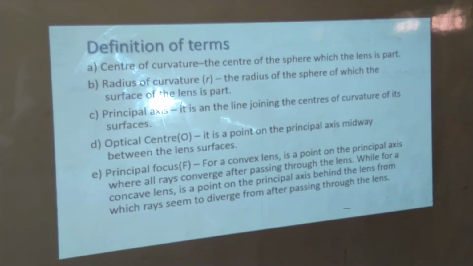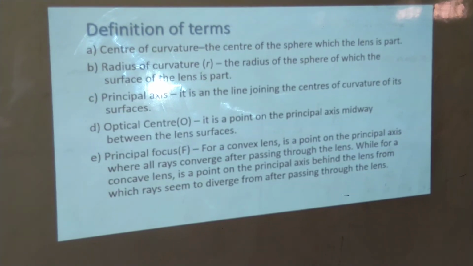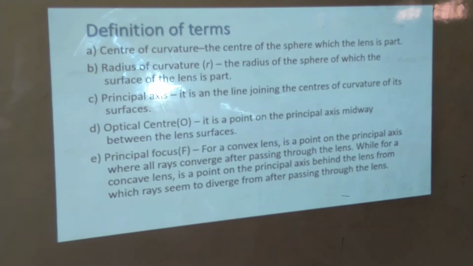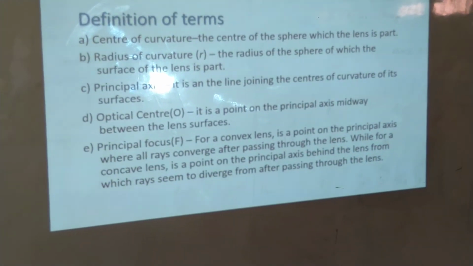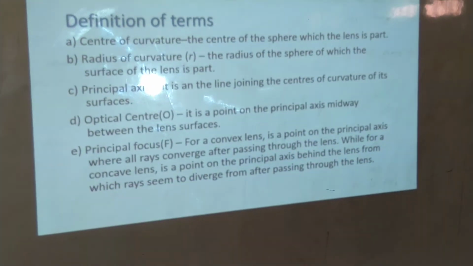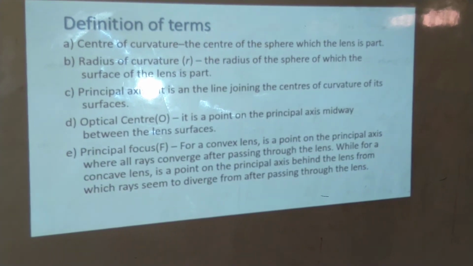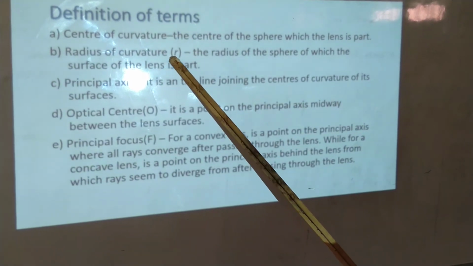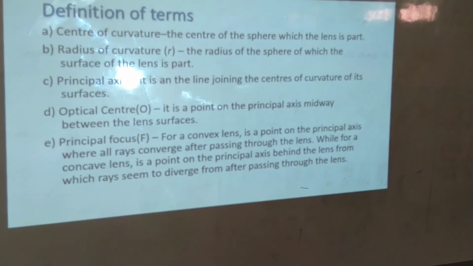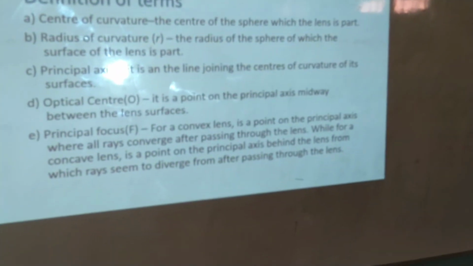In lenses, we have some definitions which are very, very important, and we have to go through them. We start with the first one, that is the center of curvature. What is this center of curvature? This is the center of the sphere of which the lens is part. Then we have the radius of curvature, always abbreviated as R, is the radius of the sphere of which the surface of the lens is part.